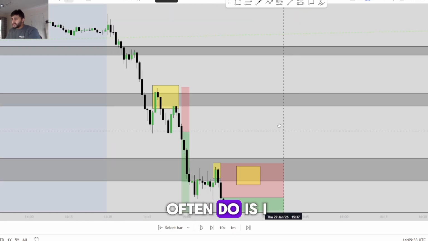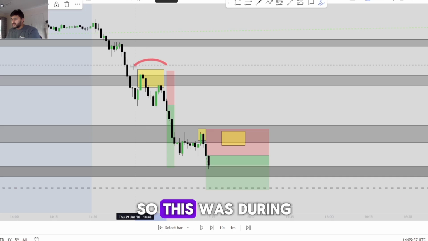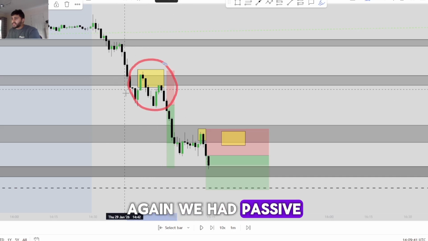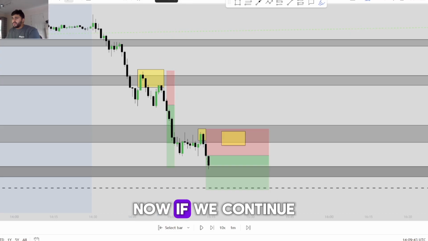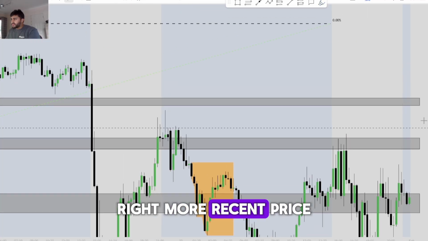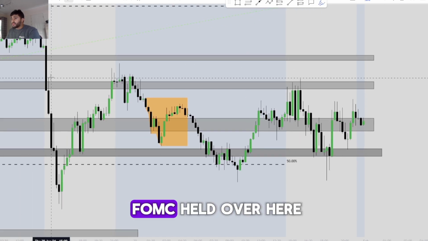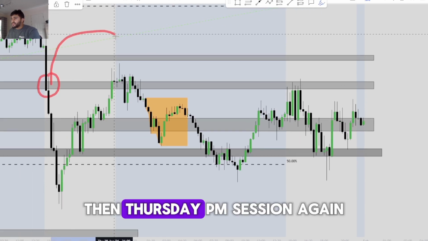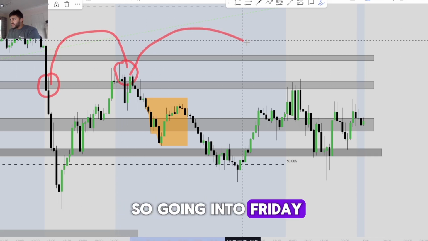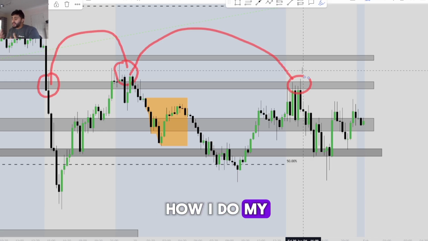So one thing I often do is I look at news events to see how the levels are reacting, right? So this was during or just after FOMC. Again, we had passive sellers sitting at this level. Now, if we continue to go to more recent price action, right? More recent price action over here, this is what we see, right? So FOMC or post FOMC held over here. Then Thursday PM session, again, sellers are in control. So going into Friday, we don't want to ignore this level. And so this is how I do my pre-market plans, right?